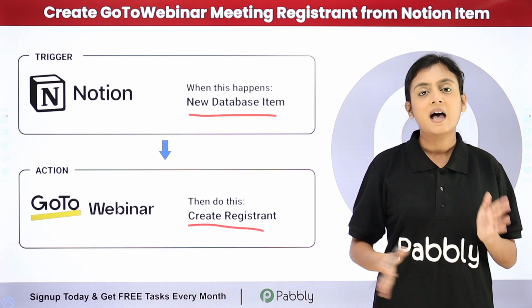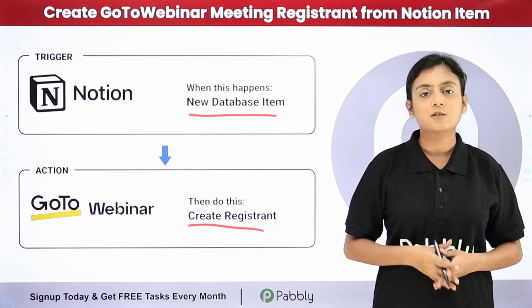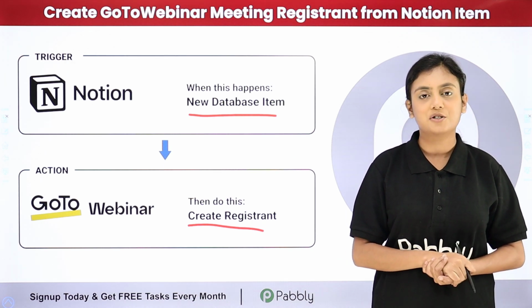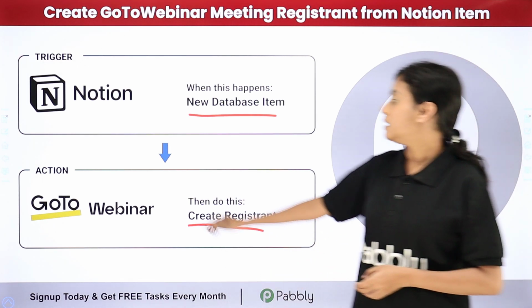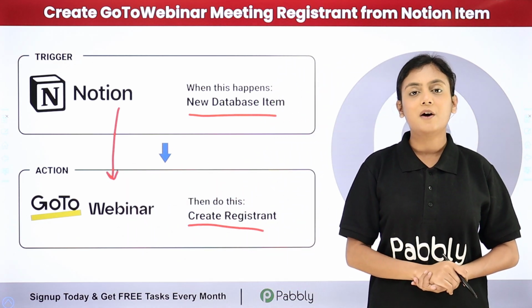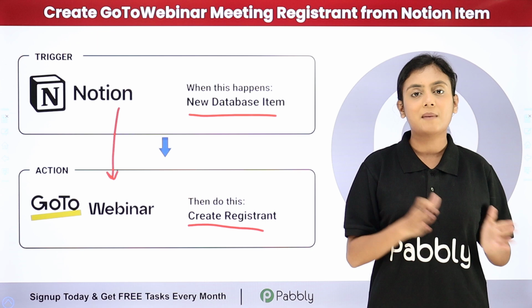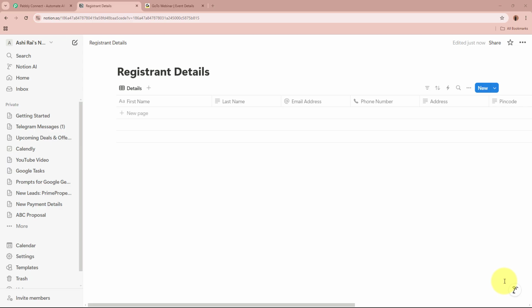So what I've done is I've simply automated this entire process with the help of Pabbly Connect, which is an amazing automation and integration software. And here in this automation, I'm going to build a connection between Notion and GoToWebinar with the help of it. So if you also want to learn about this amazing automation process step by step, for that let me take you to my screen. In this video, we're going to learn how to create GoToWebinar meeting registrant from Notion item.